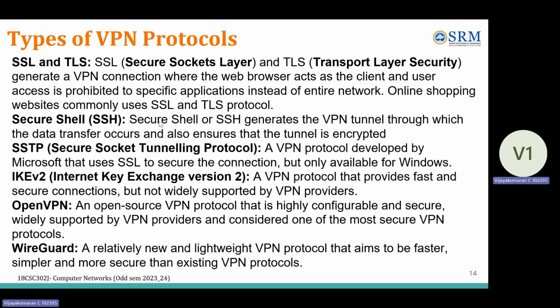Then Secure Shell. Secure Shell again generates the VPN tunnel through which the data can be transferred securely. Then Secure Socket Tunneling Protocol, Internet Key Exchange version 2 protocol, OpenVPN, and WireGuard are some of the other protocols used in this VPN scenario.